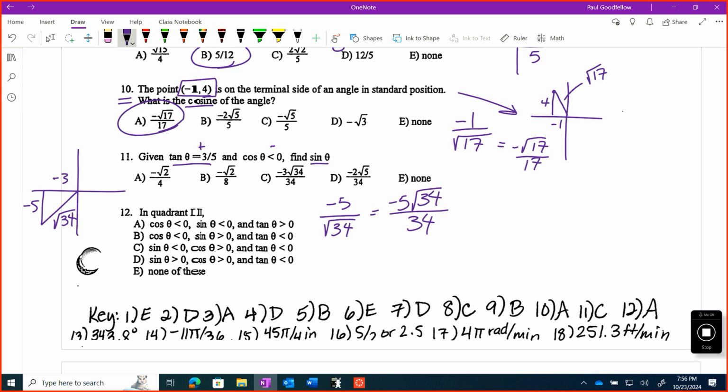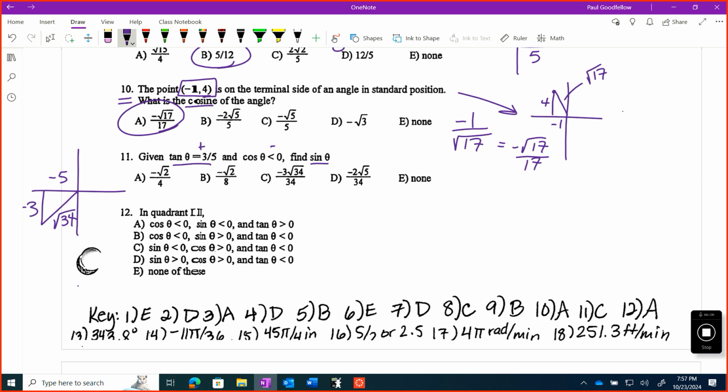11. Did I get that right? -3. I got those backwards, guys. Tangent is about the opposite over the adjacent. Make sure you fix this. -3 over -5. It won't change the actual deal there, but it does change this piece. Sorry, I'll fix this. I'm glad I checked my answers to see what's going on.